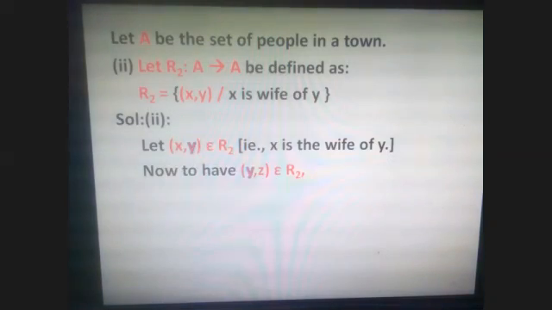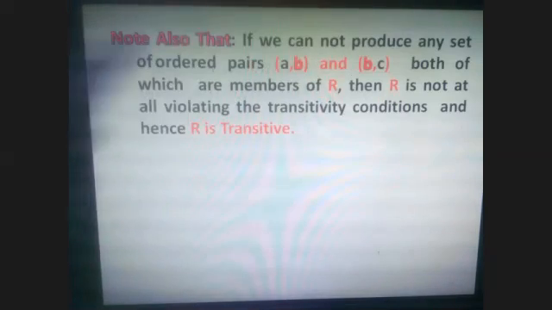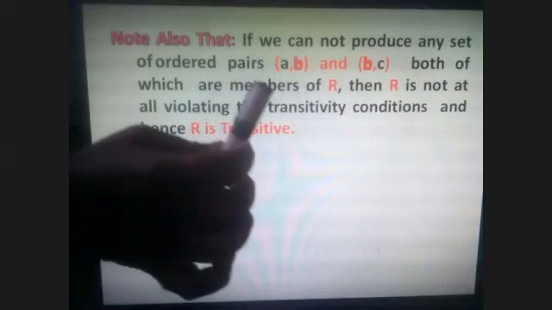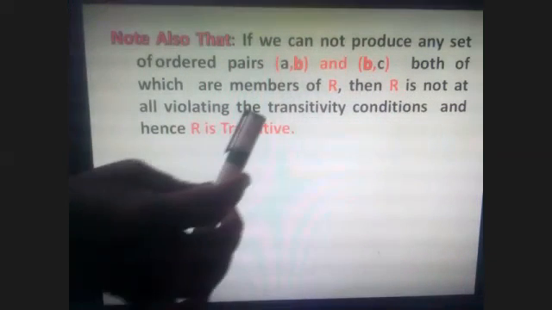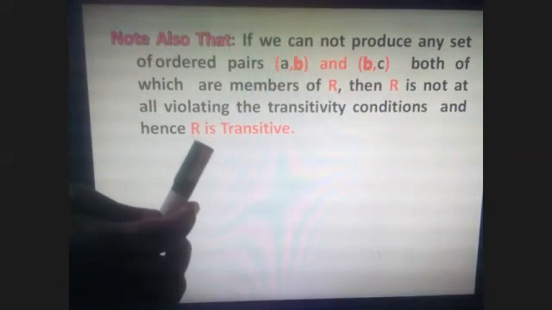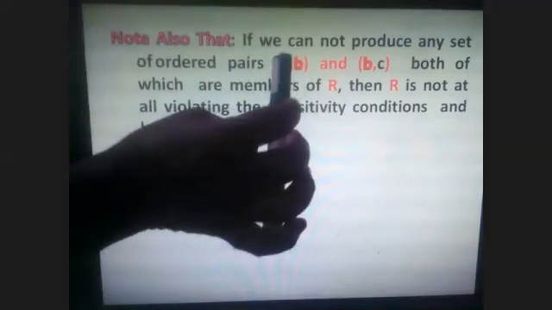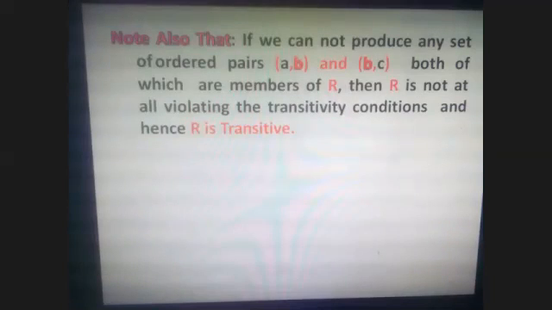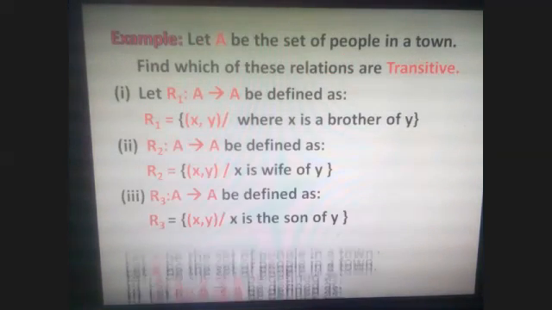We have discussed it earlier, if you remember. If we cannot produce any (A, B) and (B, C), then the transitivity condition is not violated. R is not violating the transitivity condition, and we have to say R is transitive. If you produce (A, B) and (B, C), then only you can look for (A, C). If you fail to produce (A, B) and (B, C), then it is still transitive. Understand it very carefully. This is a good example for understanding. That is why I took this up.